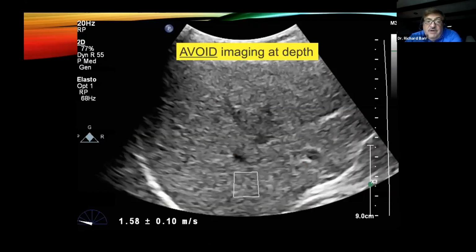We want to avoid imaging at depth. Again, I mentioned that the best spot to probably do measurements is around 4 to 4.5 centimeters from the transducer, but we still must maintain that 1.5 to 2 centimeters from the liver capsule. As we go deeper, we weaken the RFE pulse because of attenuation. The shear waves are smaller, it's harder to track them, and we may have more error in our measurement.